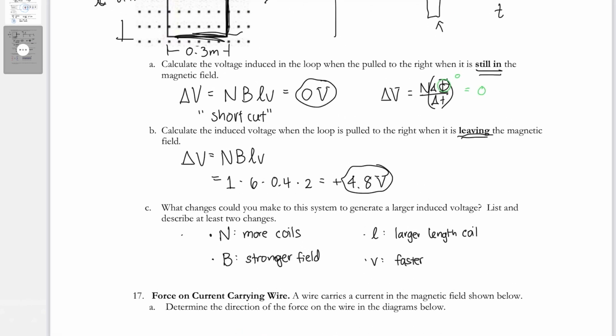This is the model for a generator. A generator takes the kinetic energy, because there's this velocity, and turns it into voltage, electricity.